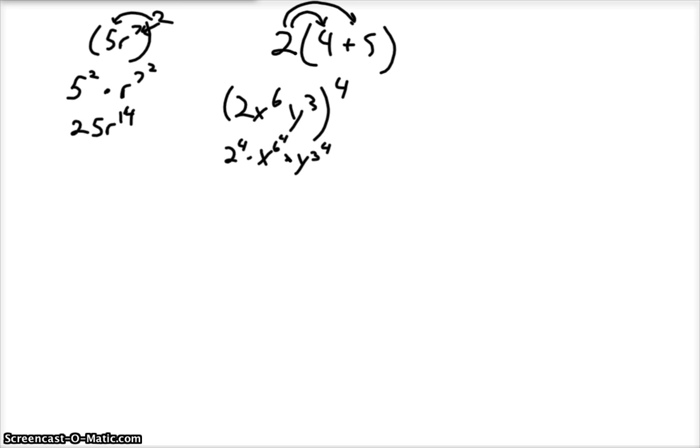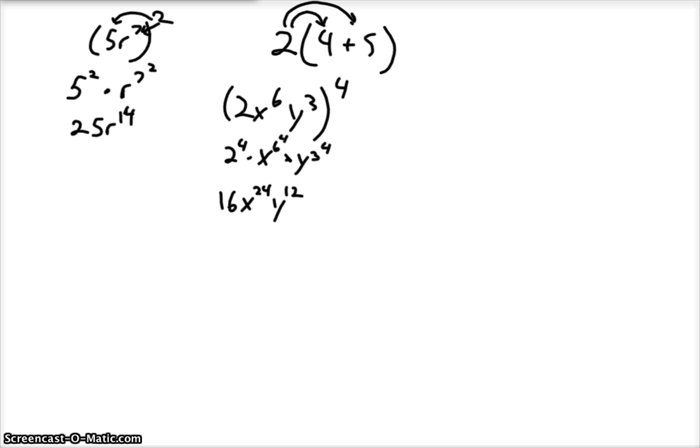So 2 times 2 times 2 times 2 is 16. And then we have x, 6 times 4 is 24. And then y, 3 times 4 is 12. And that would be our final answer.